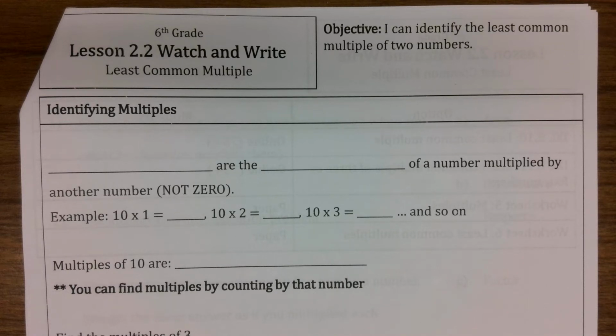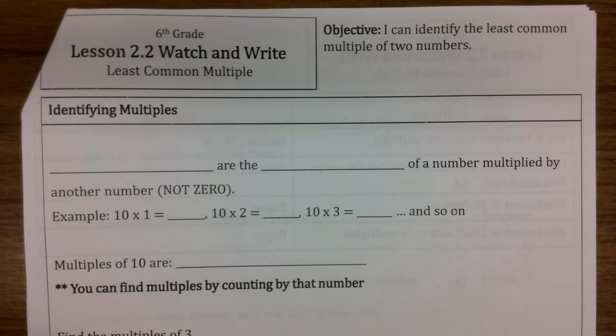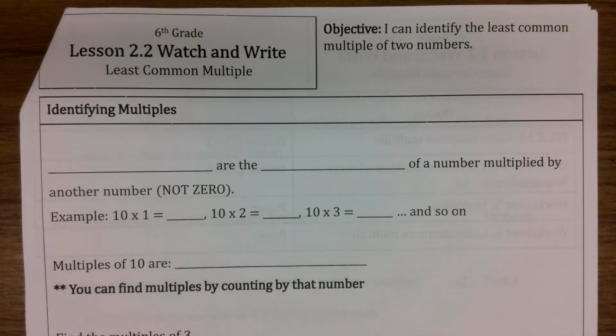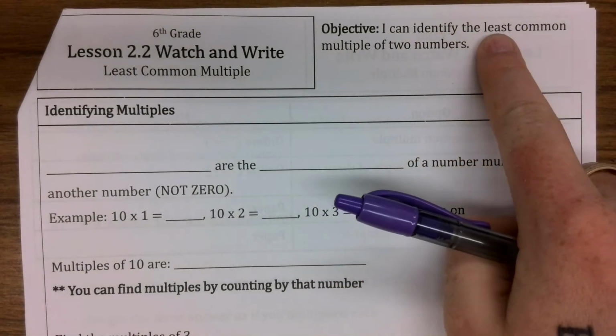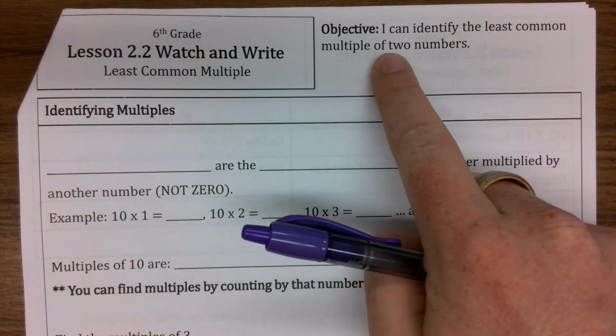All right, welcome to 6th grade lesson 2.2. This is the last lesson in module 2. This is about least common multiple. So I can identify the least common multiple of two numbers.